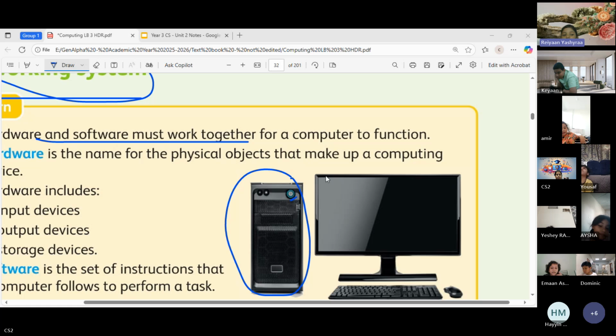Others are optional. If you want YouTube, you can have it. If you don't want it, you can uninstall it. It is not a mandatory one. Your computer or laptop will still work if you don't have YouTube. But if the Windows software is not available, it will never work. Okay?